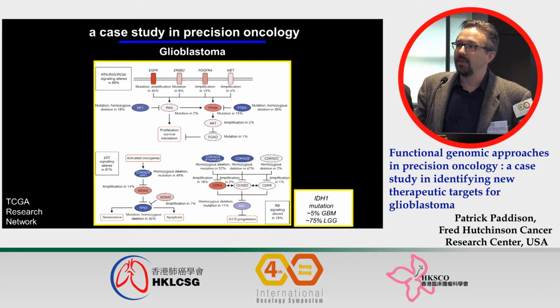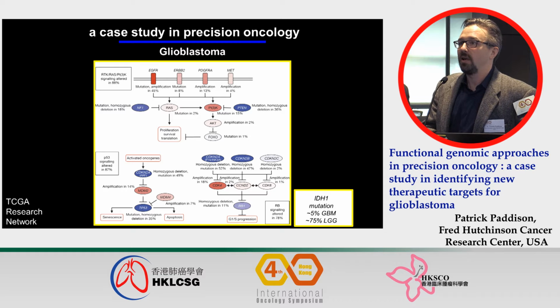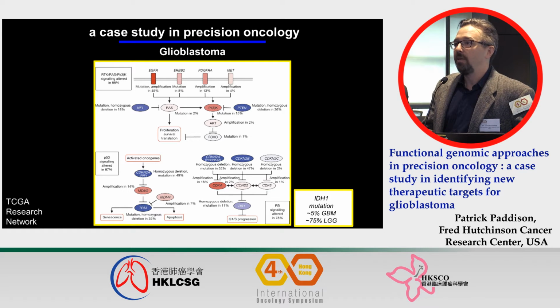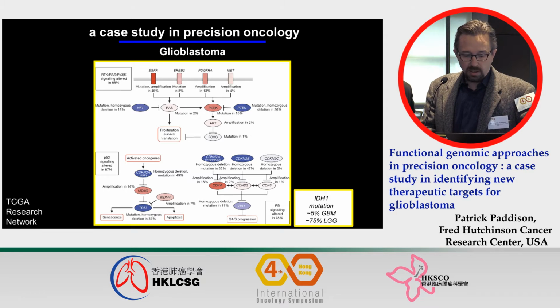Like other cancers, there are well-known signaling pathways that are altered in this cancer that you really see in most of the tumors, including the RTK, RAS, PIK3CA pathway, P53, the RB axis, and also IDH1 mutation, which tends to occur in lower grade glioma.